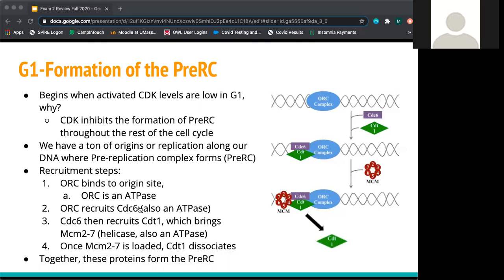So remember that CDT1 is not a part of the complex. After CDT1 does its job, it dissociates from the complex.